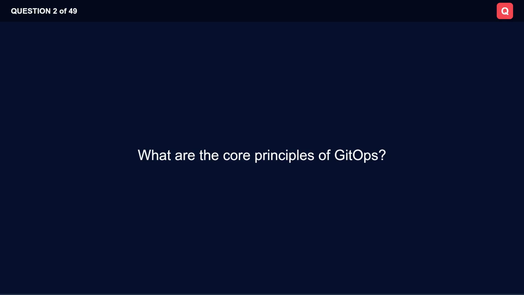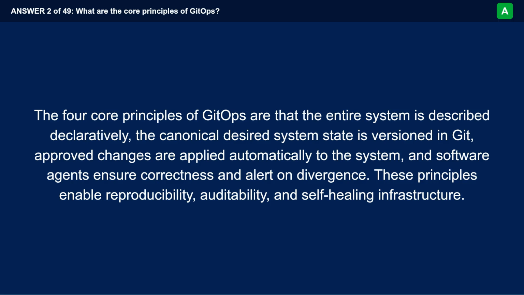What are the core principles of GitOps? The four core principles of GitOps are that the entire system is described declaratively. The canonical desired system state is versioned in Git. Approved changes are applied automatically to the system, and software agents ensure correctness and alert on divergence. These principles enable reproducibility, auditability, and self-healing infrastructure.